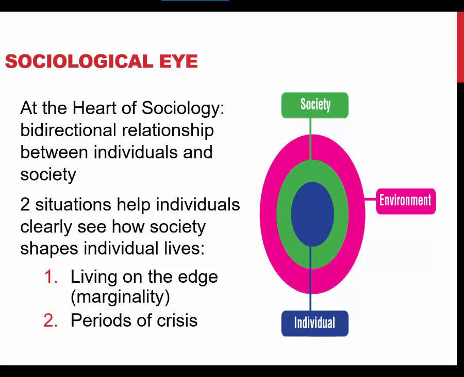And the other situation in which people can clearly see how society shapes their individual lives is during periods of crisis. When society is going through a period of change, or when norms and values are shifting almost overnight, or your status within society is shifting and changing at a very rapid pace, people can clearly see in that situation just how large of an impact society can have.